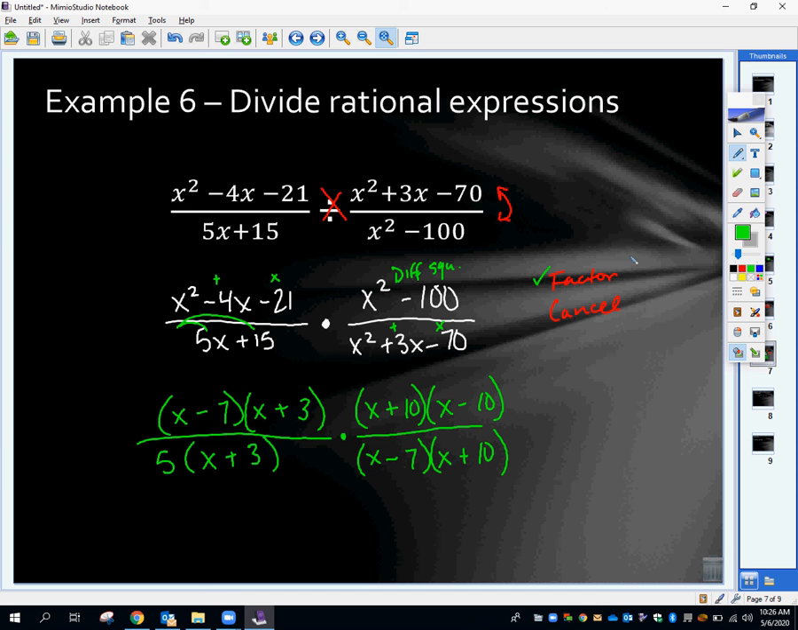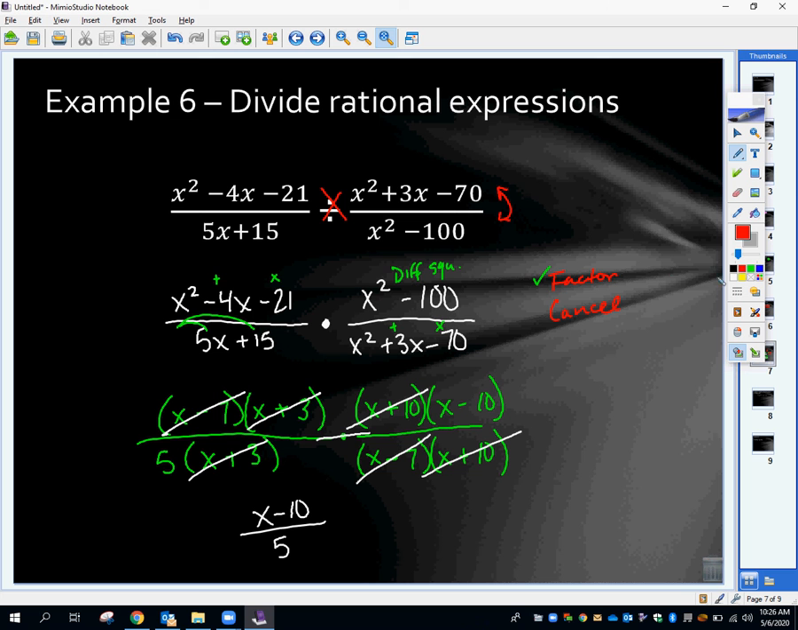Okay, so we factored it. Now we're going to have to cancel. So let's work on finding something up top that's also down below. So x minus 7 and x minus 7, x plus 10 and x plus 10, x plus 3 and x plus 3, leaving me up top with just the x minus 10 and down below the 5.